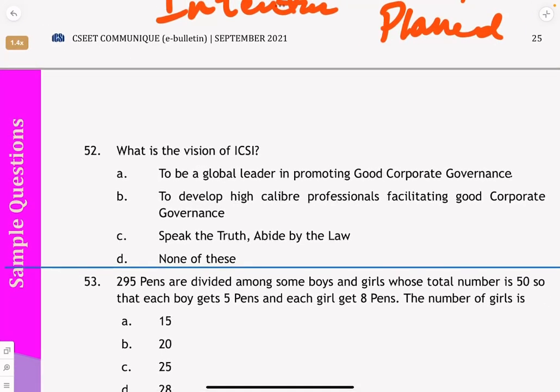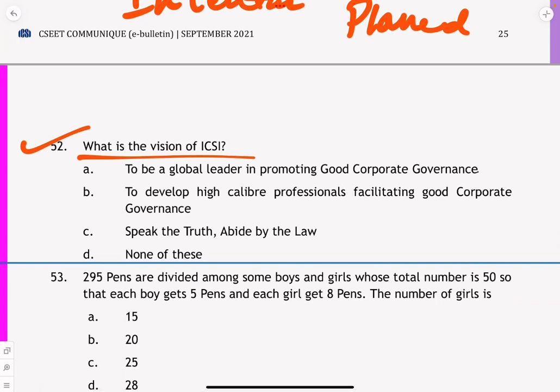mistake. What is not allowed in law. What is the vision of ICSI? To be a global leader in promoting good corporate governance. Yes. And what is the mission of ICSI? The mission of ICSI is to develop high caliber professionals facilitating good corporate governance. And what is the motto of ICSI?